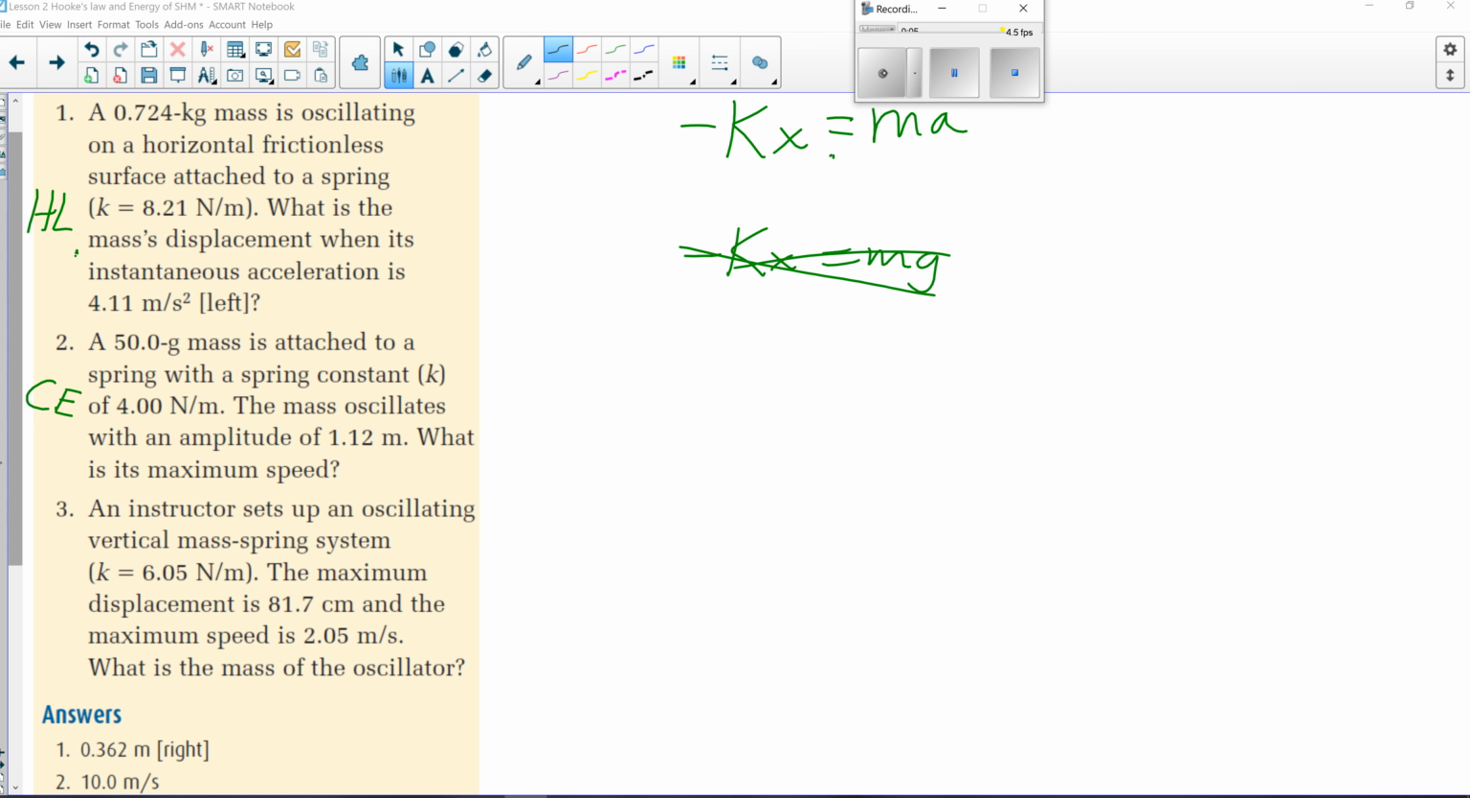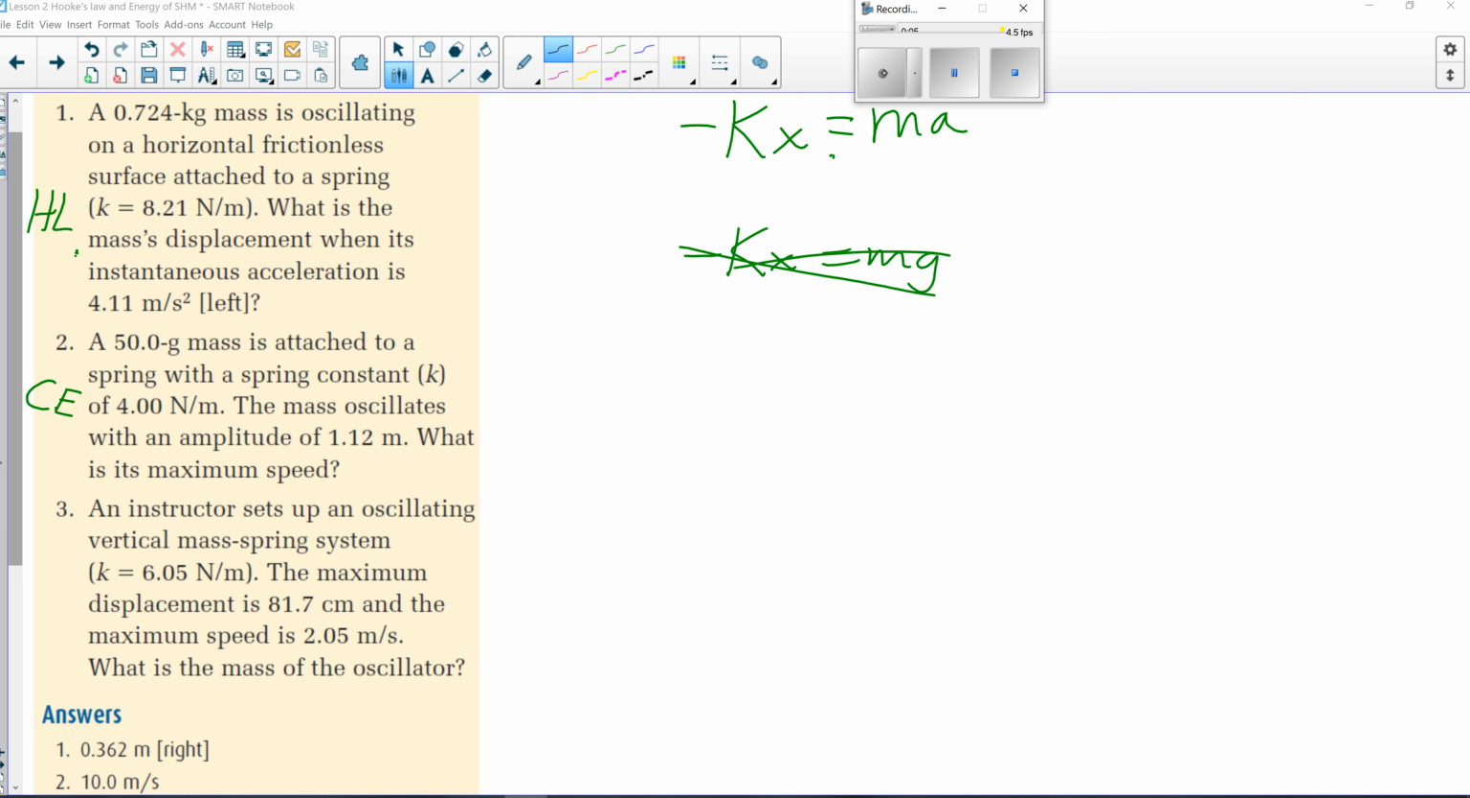Okay, so on number 1, in a lot of these questions it's really important to visualize the context of the situation. This mass is attached to a spring and it is moving, accelerating, oscillating back and forth. We're looking for the mass's displacement when its acceleration is 4.11 meters per second squared to the left.